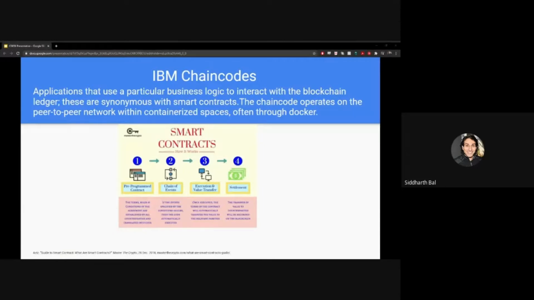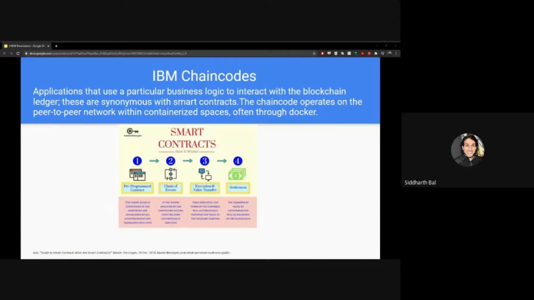Everything comes together in the form of the IBM chain code. The chain code is a term to describe applications that use business logic to interact with the blockchain ledger. They are the underlying programs that are stored within the block. Chain codes are smart contracts in the IBM blockchain context. The chain code makes use of containerization, specifically through Docker, permitting the user to scale resources to applications as needed.